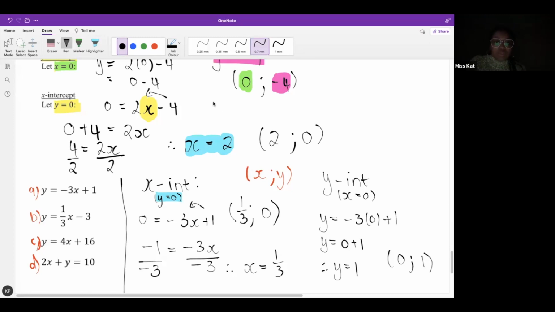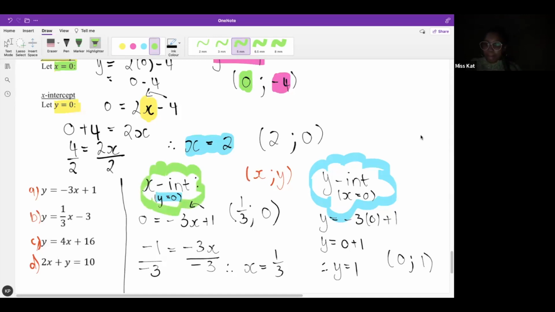Y is 0 if you want the x-intercept. X is 0 if you want the y-intercept. You see that, Tando? I wrote it here nicely. So until you guys get used to it, I would recommend you write it like this. If you want the y-intercept, you make x 0. If you want the x-intercept, you make y 0. See?